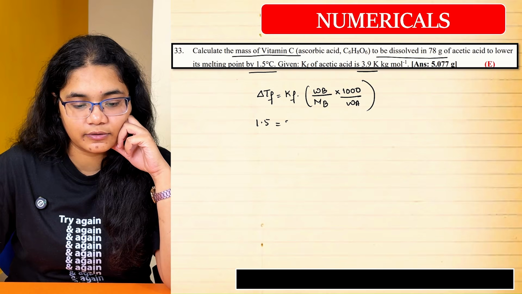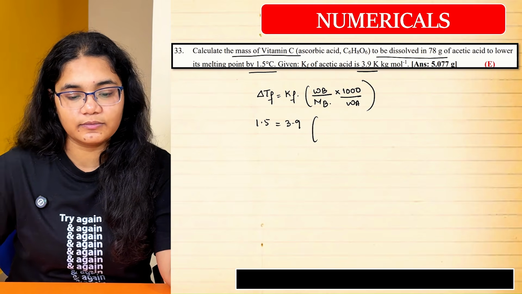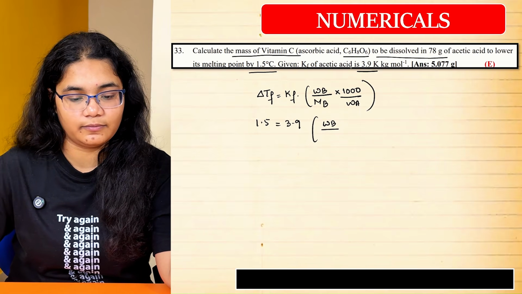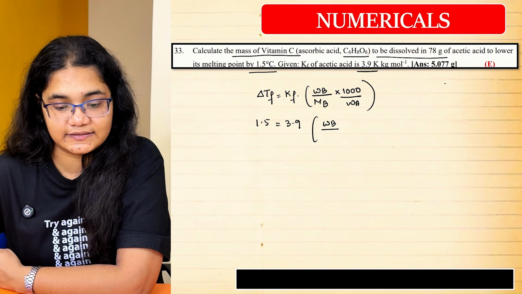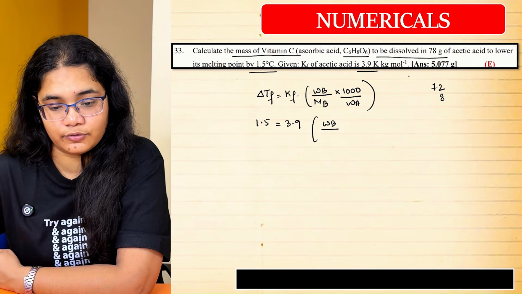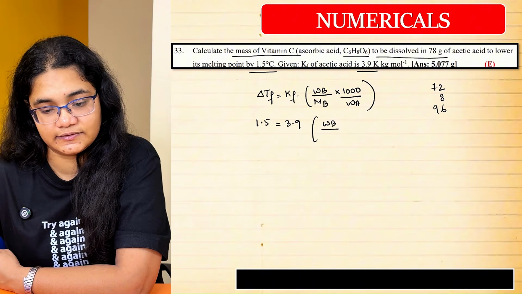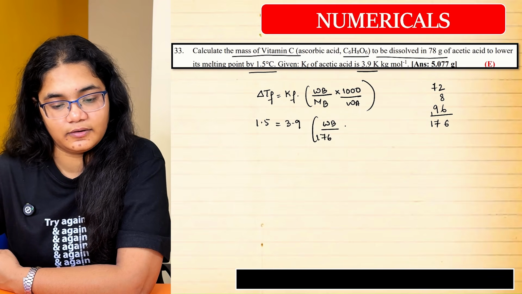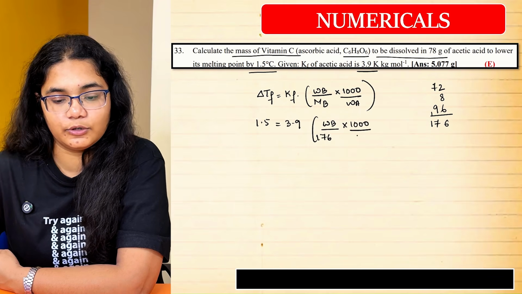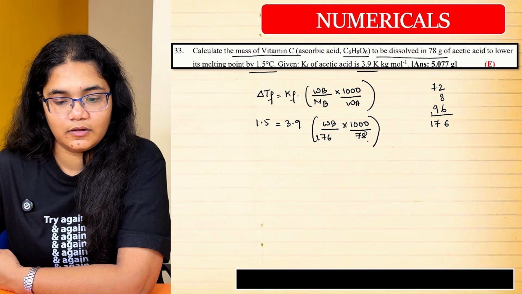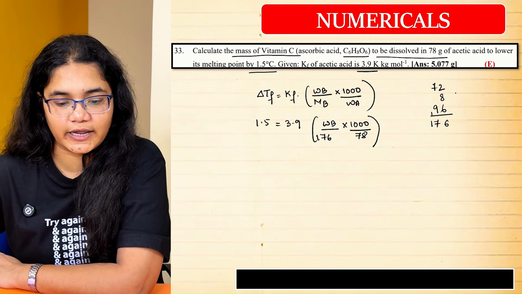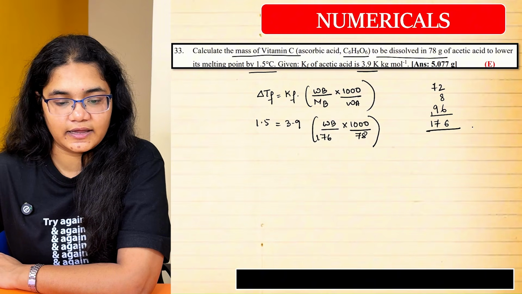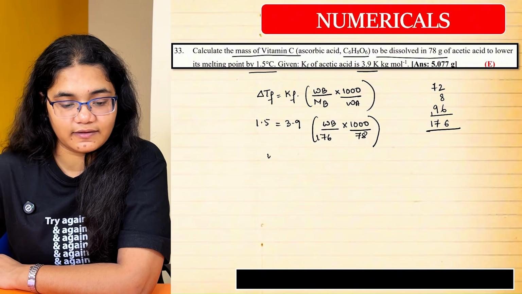Okay, so ΔTf is how much? 1.5. Kf value is 3.9. Wb we have to calculate. Then the molecular mass of ascorbic acid, that also we can calculate here. See, 12 6s are 72. Then I have hydrogen, and oxygen is 16 into 6, 96, right? So I will have 176, right, into 1000 by Wa, 78. Okay, so you can see once more, I can check. 12 6s are 72, 8, 96, 8 plus 2, 10 plus 16... yes, I have 176 grams. So what is the value of Wb here?